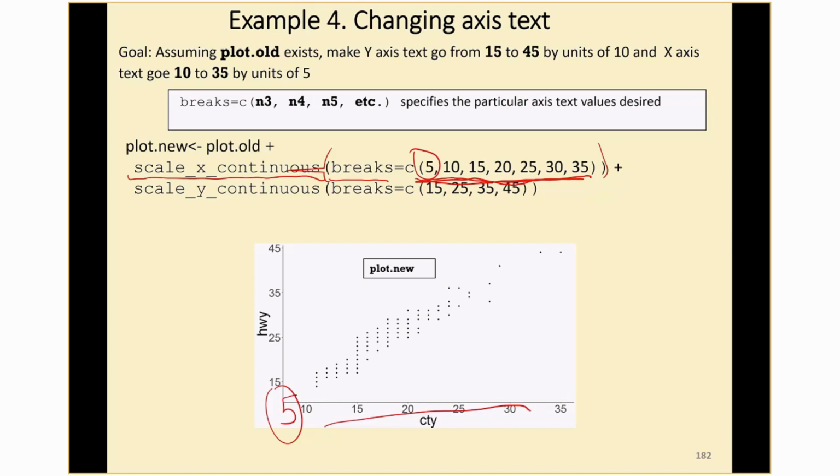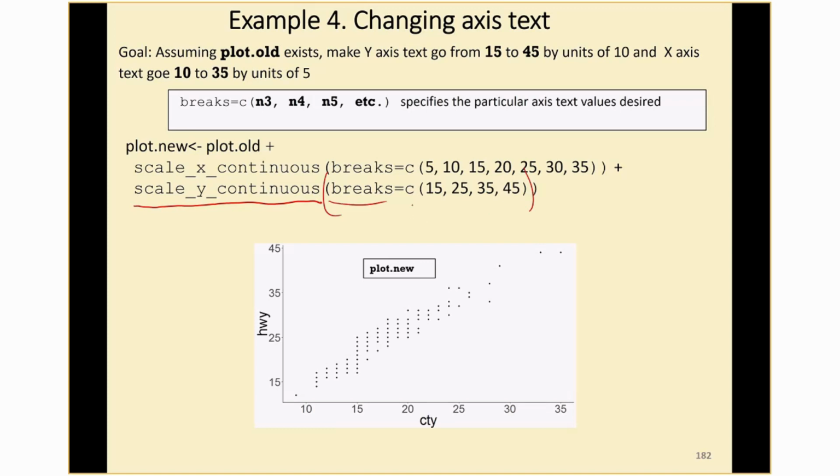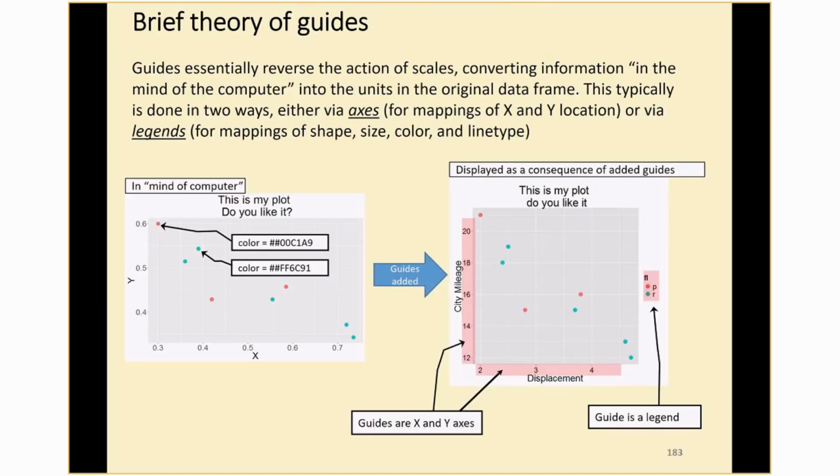On the y-axis, I'm going to use scale y continuous, open and close parenthesis, specify the breaks, specify inside a vector the numbers that I want to appear on the y-axis. Okay, so those first 4 examples were exclusively related to scales. And when I talked initially, I kind of grouped scales and guides together.